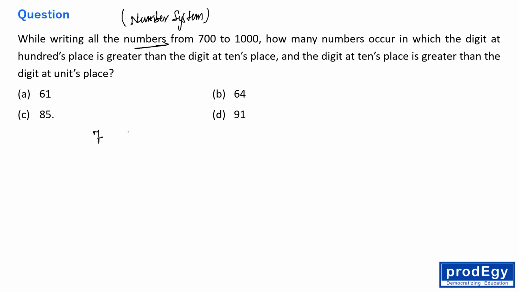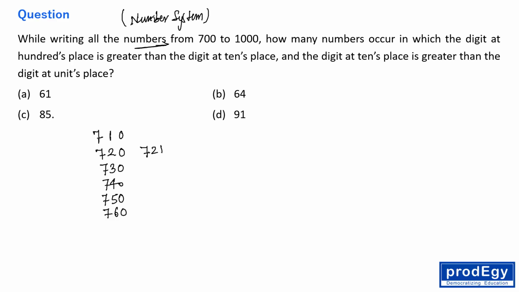So this is, let's start with 0. So 710, 720, 730, 740, 750, 760, right? Now let's talk about the 1.